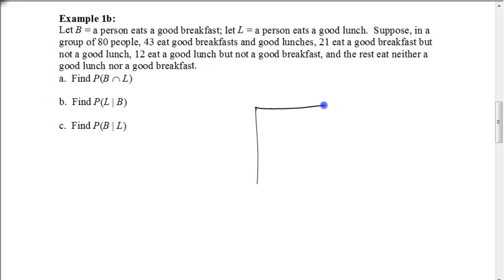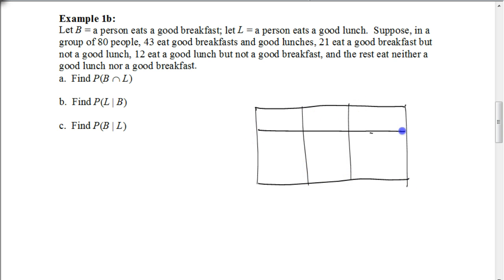So let's set up a table again. This time it's going to be similar. There's going to be 3 columns and 3 rows, where our last column and our bottom row are going to be the total amounts. It doesn't matter where you put this information or where you start out.